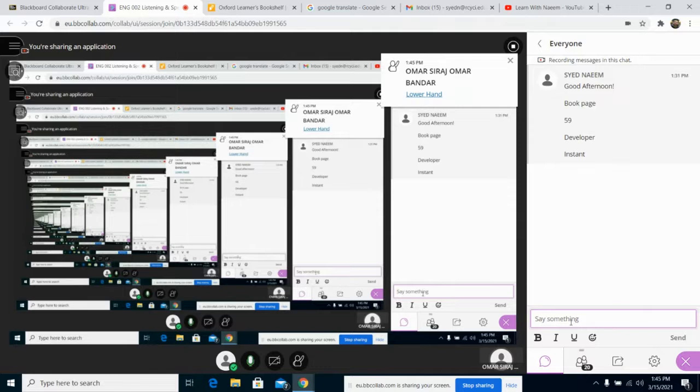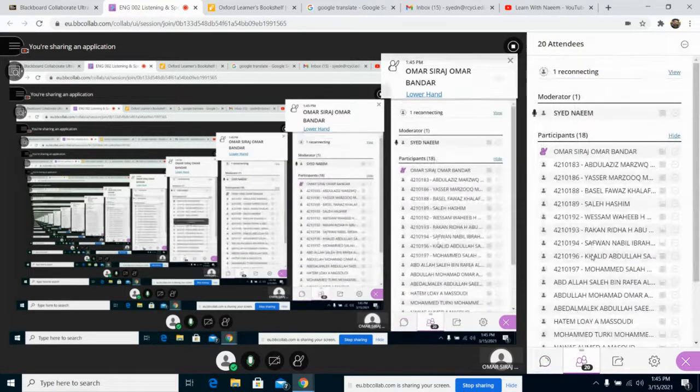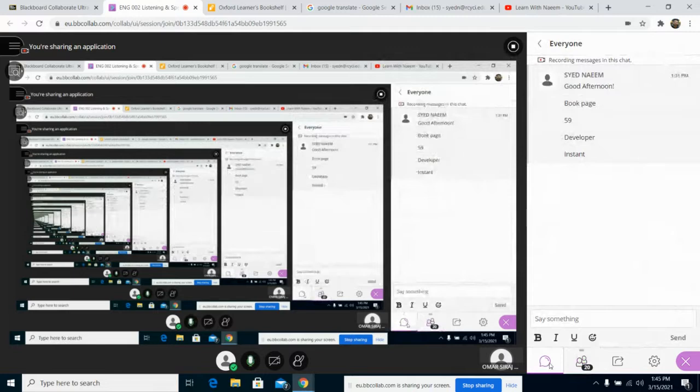Okay, that is instant. So can some other student other than Umar give me an example of instant? Yesterday I showed you a picture with the word instant. So can someone give an example?